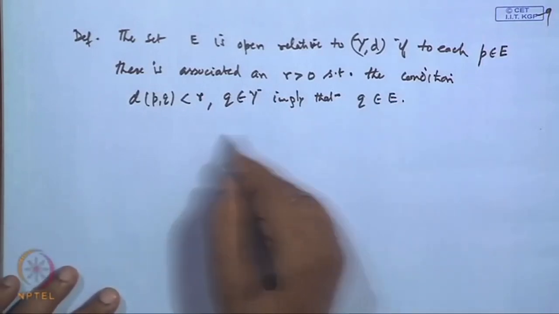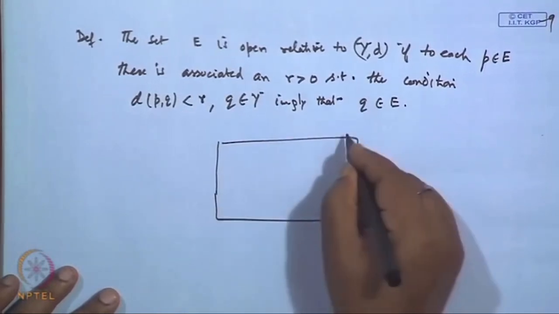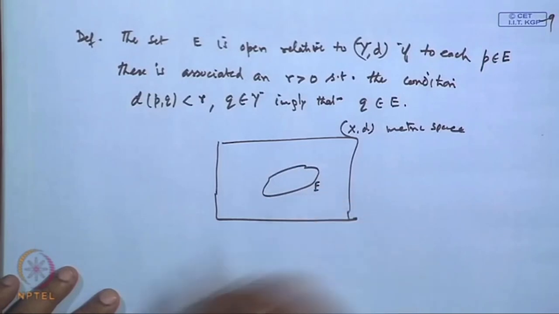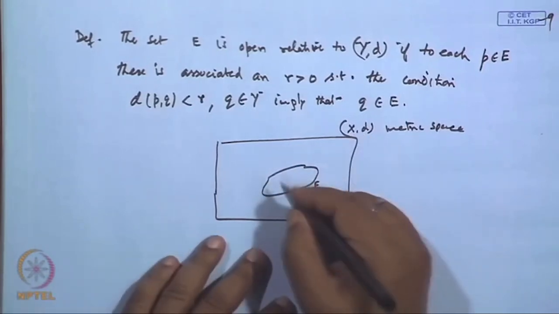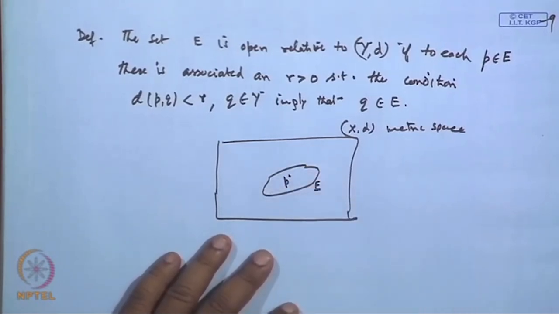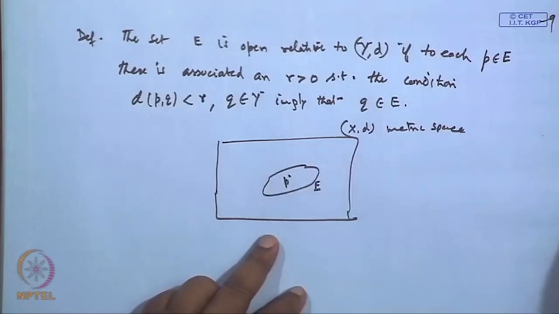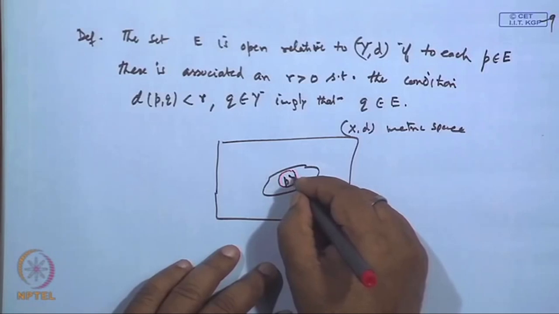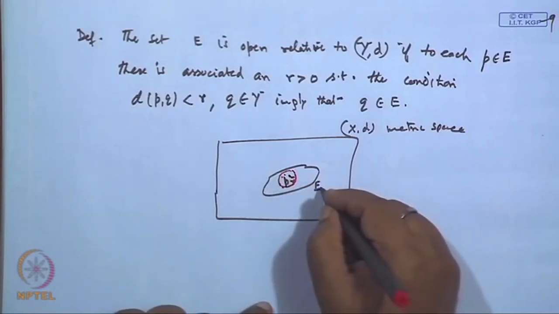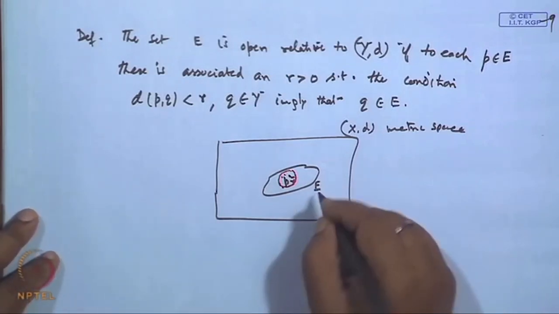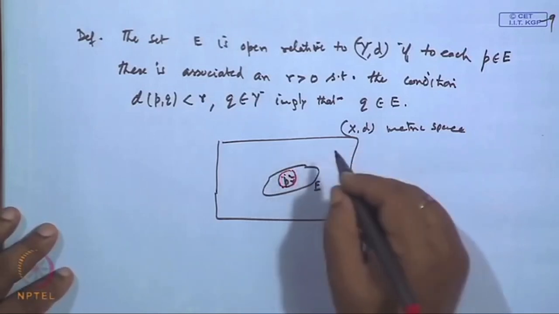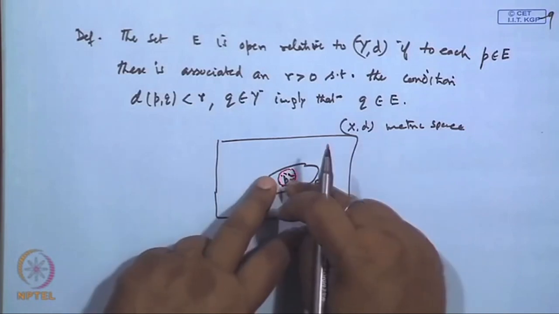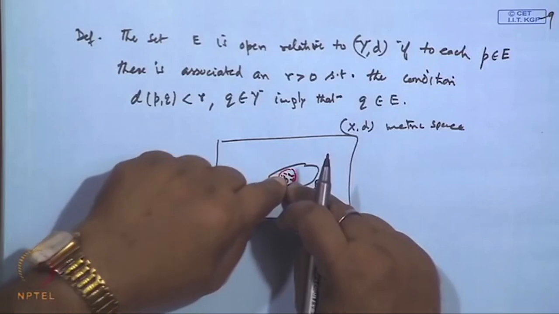It means what? Suppose we have this set (X, d), which is a metric space. This is a set E. We say it is open in X, means that if we take any point P in E, then one can always find a neighborhood around the point P, or a ball centered at P with suitable radius say R, such that all the points inside this are points of E. Then we say that E is open in X. It means that every point is an interior point with respect to (X, d).